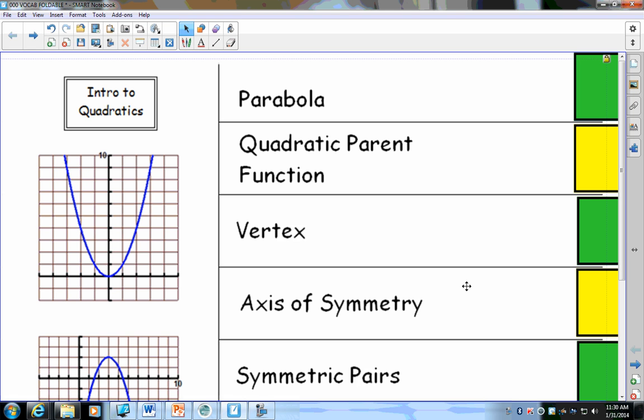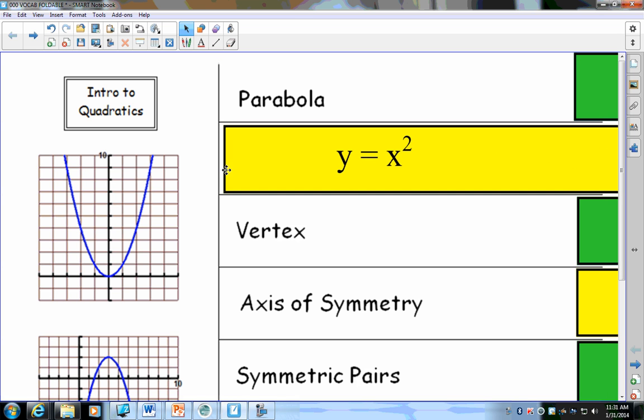Now, we are starting our unit into quadratics. When we're talking about quadratics, we are talking about equations that have an exponent to the power of 2. When we put into the calculator what's called the quadratic parent function, so right now where it says quadratic parent function, move the flap open, and I want you to write y equals x squared.